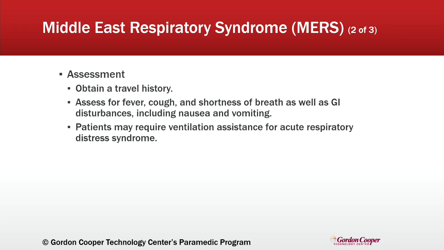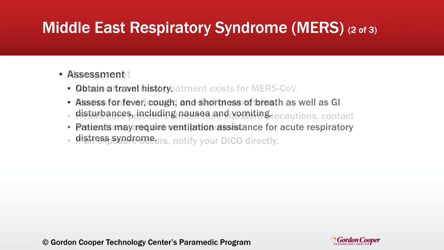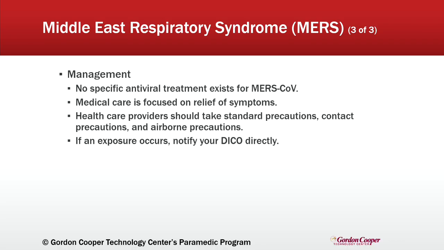Key symptoms are going to include fever, cough, shortness of breath, very similar to a lot of other things that we see. This one will have a little bit more prominent gastrointestinal issues like nausea and vomiting along with it. So that's going to be a little bit different from some of them that we've just mentioned. Be ready to provide ventilatory support for patients who may develop acute respiratory distress syndrome, because it is not unheard of with these patients to really have really bad respiratory issues.